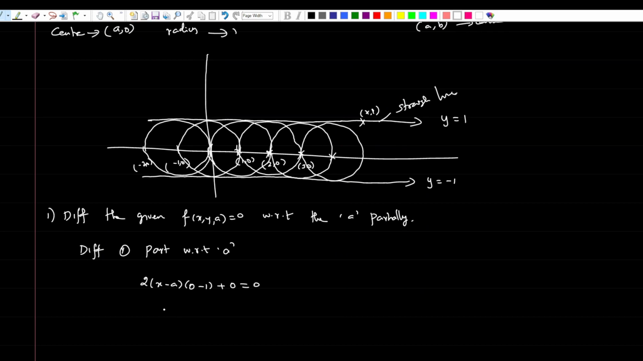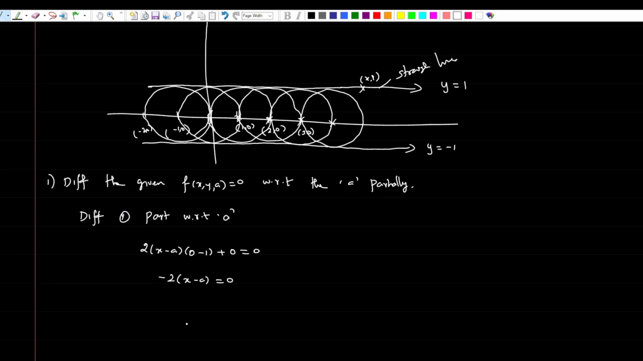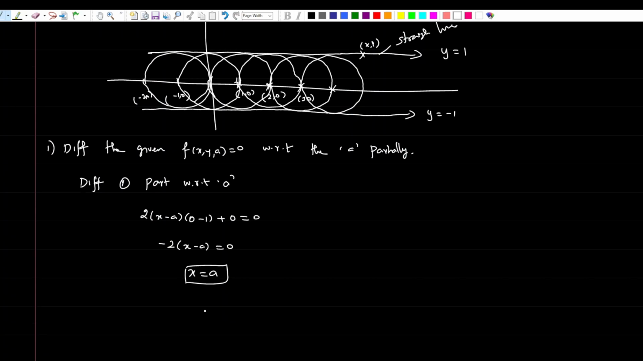Therefore I am getting minus 2 times x minus a equal to 0. Therefore I am getting x is equal to a. So when we apply this, the next step is, so what we got partially, and find the value of the parameter a with respect to x or y. Let me consider this as the first step. So I find that a with respect to x, y, here a equal to x.